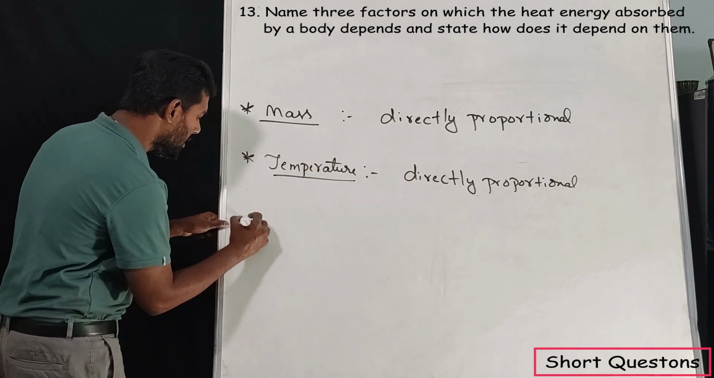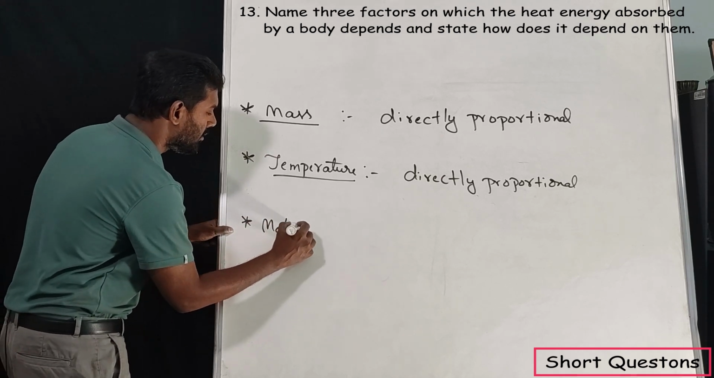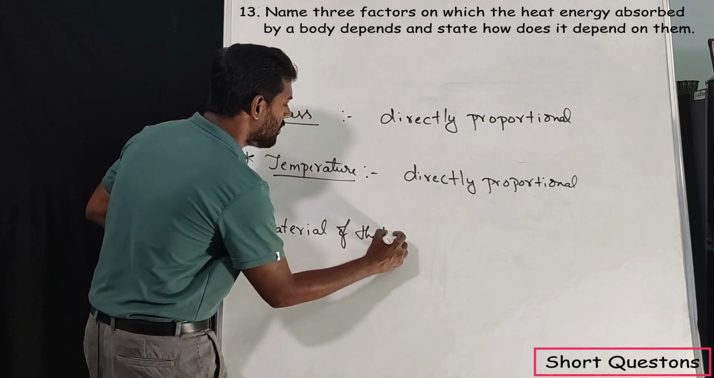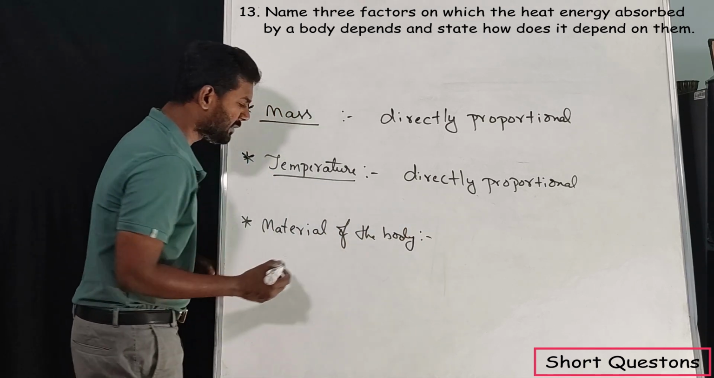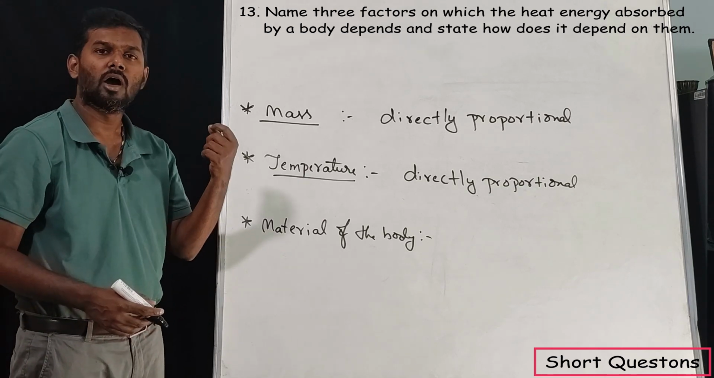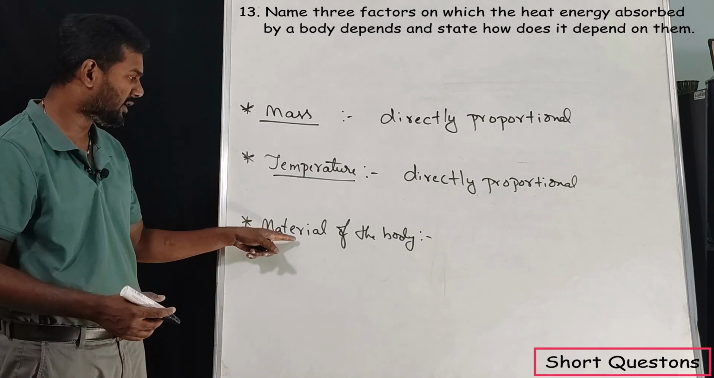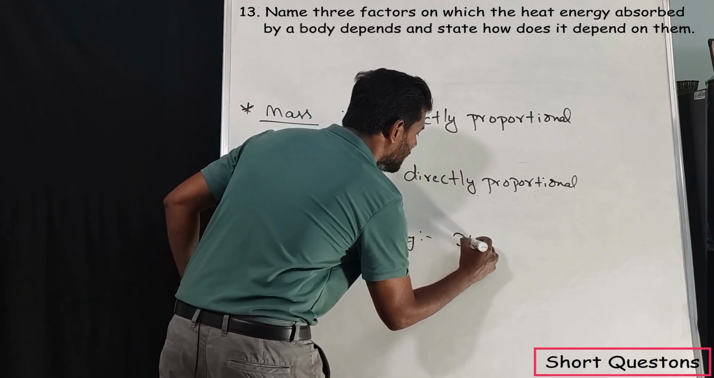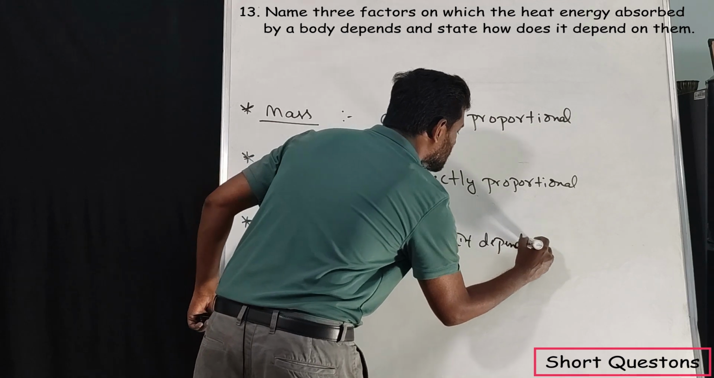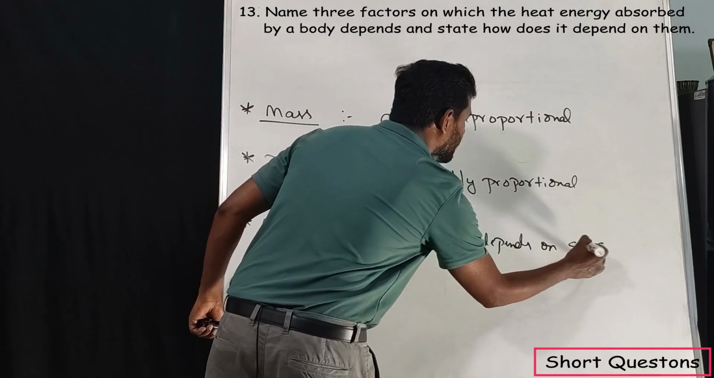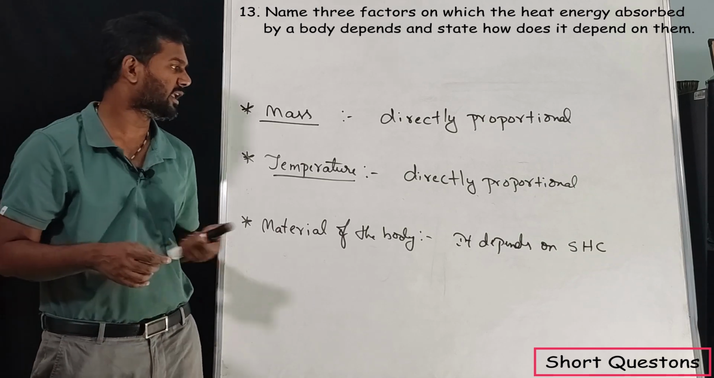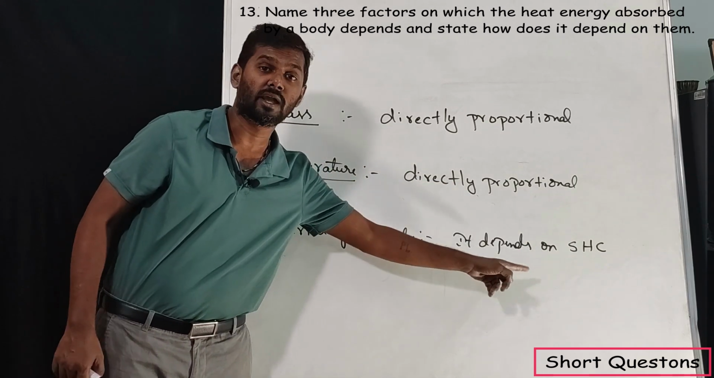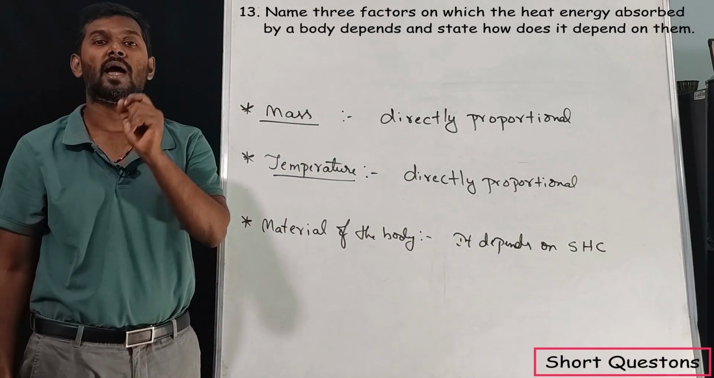Next, the material of the body. That means what type of material, whether it is a good conductor or a bad conductor, all those things. So it completely depends upon specific heat capacity. In the exam, if you write SHC, they are going to give you 0 marks. You should not write the short form. You should use the expanded form.